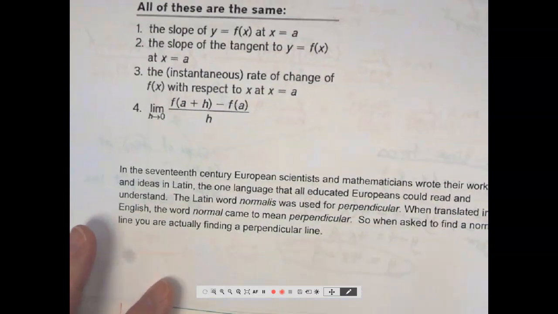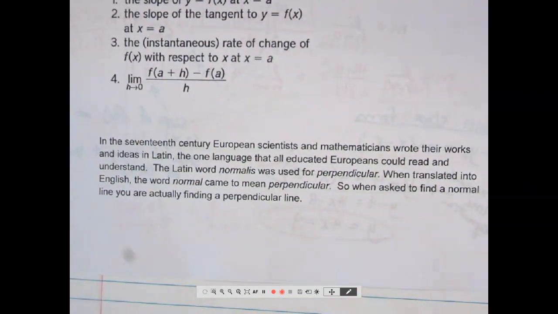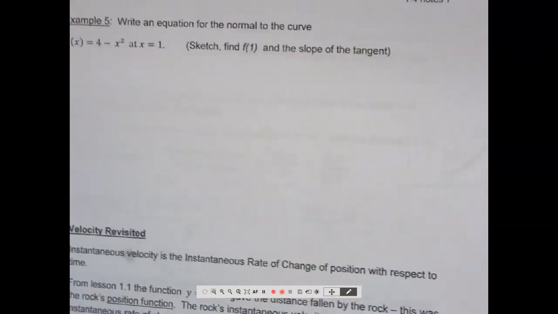Okay? All right. In the 17th century, so 1600s, European scientists and mathematicians wrote their works and ideas in Latin, the one language that all educated Europeans could read and understand. The Latin word normalis was used for perpendicular. When translated into English, the word normal came to mean perpendicular. So when asked to find a normal line, you're actually finding a perpendicular line. So when you see normal, think perpendicular. It has those Latin roots.